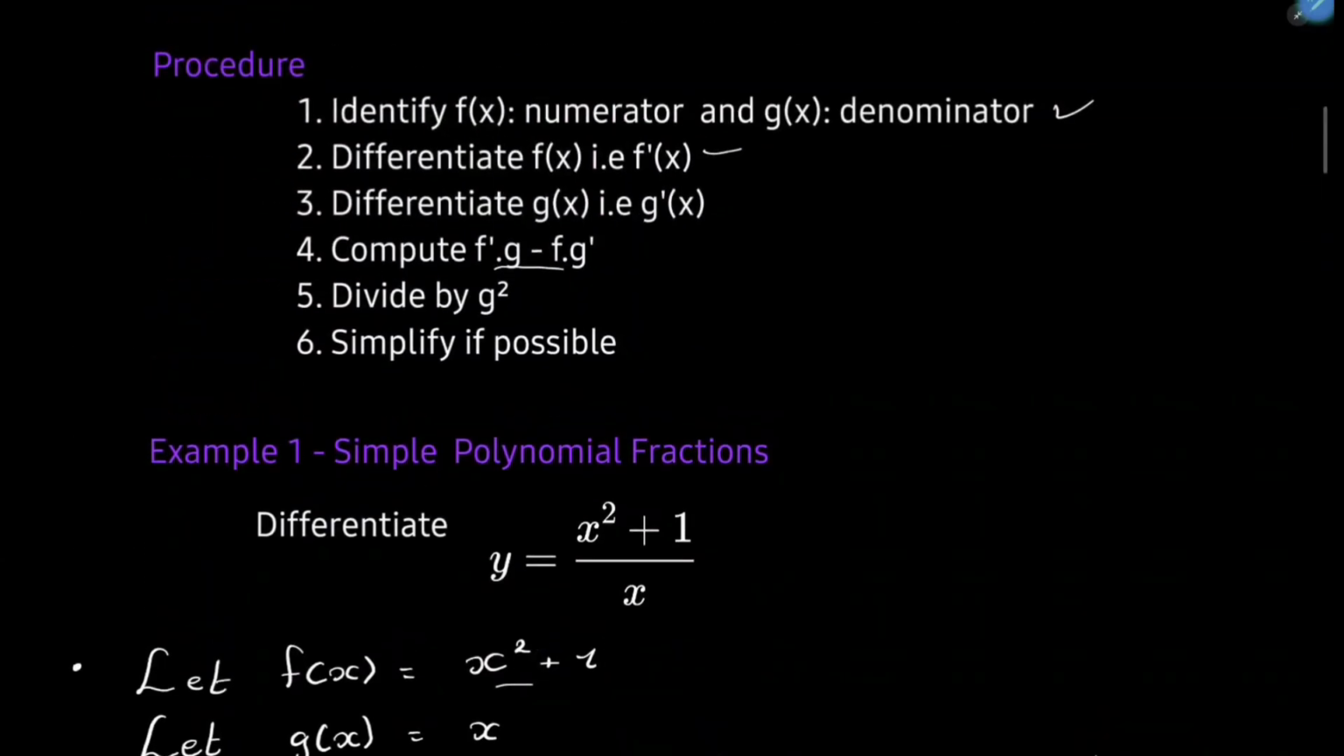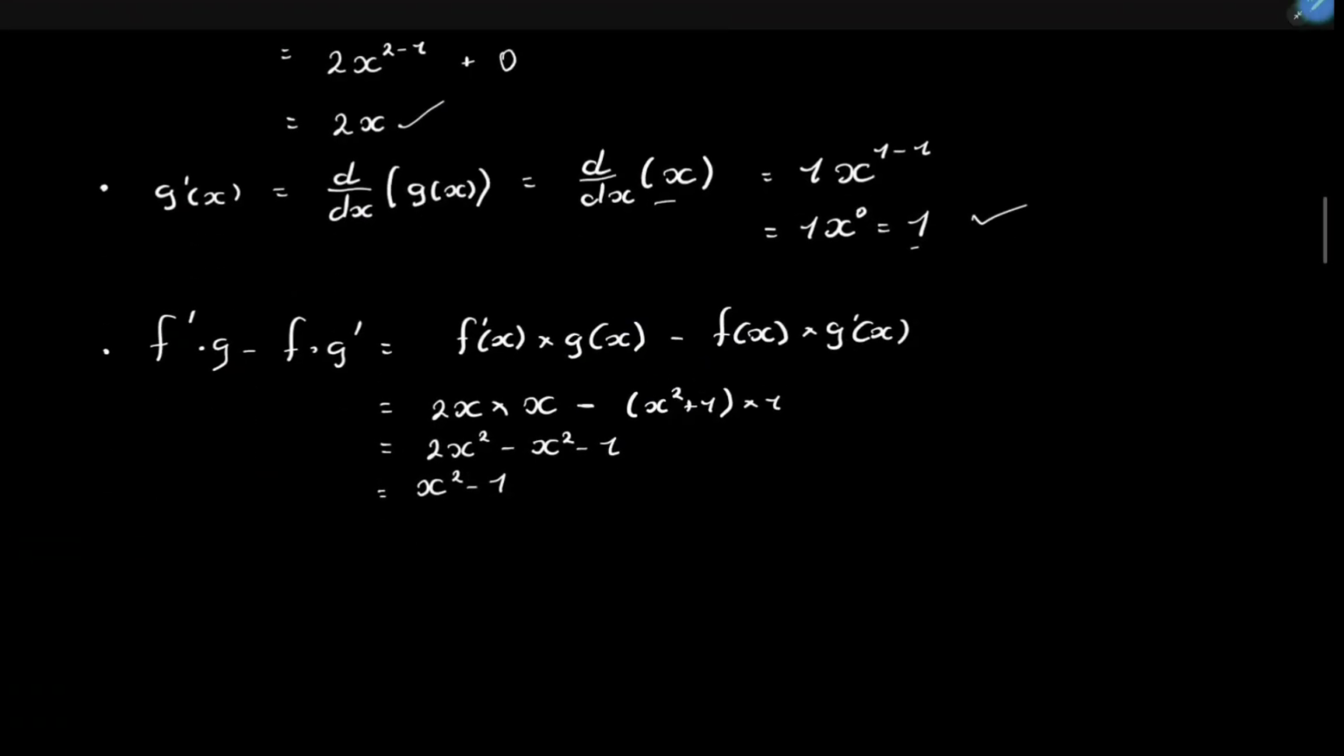Moving on to our fifth step, it tells us to divide this computation by g squared. First of all, we need to calculate g squared. So what is g squared? G squared is the same as g of x, all that squared. And what is our g of x? x, so g squared is x squared, obviously. So we then compute it.